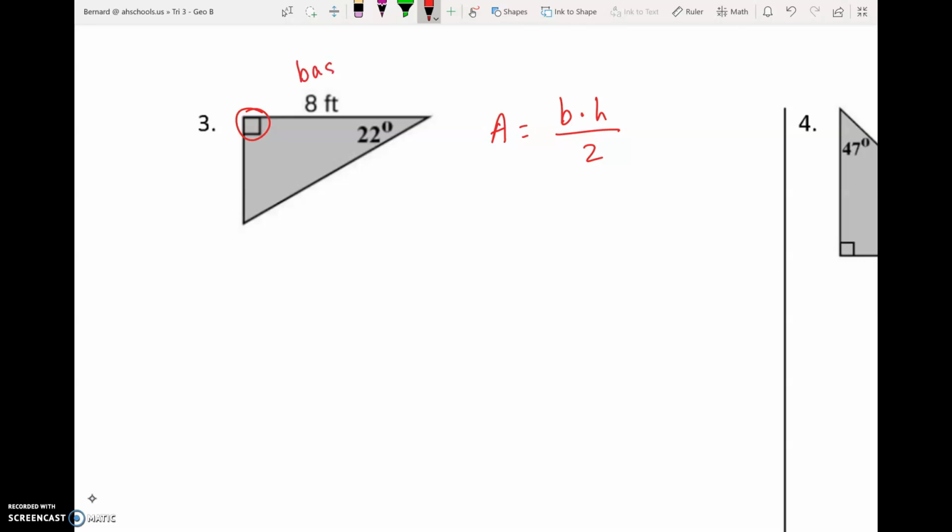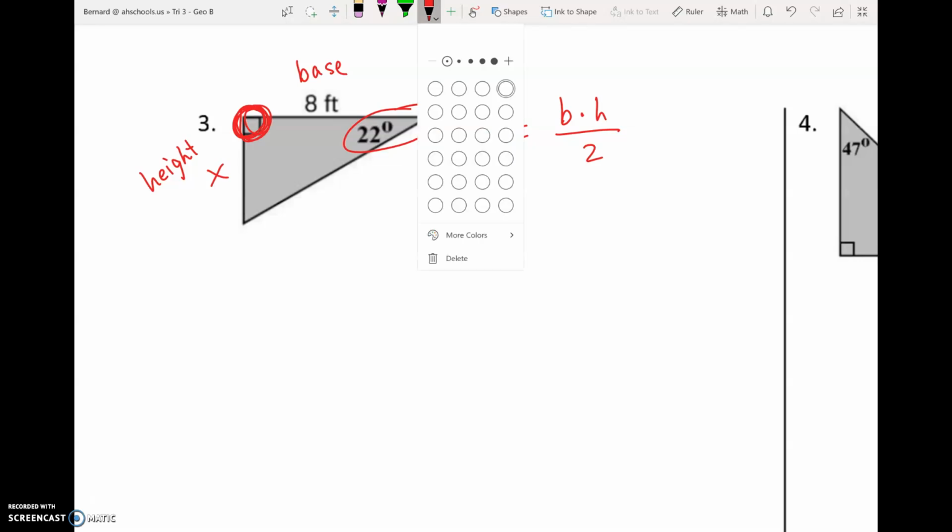We can consider this 8 our base. Then our height has to be this side that I put an X on, again, because height and base make a 90-degree angle with each other. But we need to find the height, right? We don't know what X is. Once we find it, then we can plug it into the formula. And so we see this 22-degree angle here in the corner. That should be an indication to us that we are going to use sine, cosine, tangent.